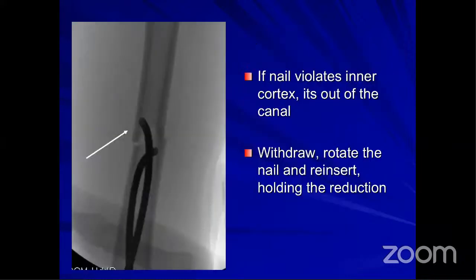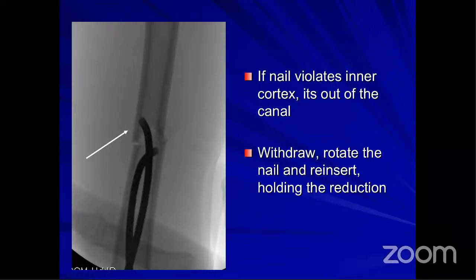So if the nail violates the inner cortex, it's out of the canal. So if you see something like this where it's touching it, you don't even need to look at the lateral view to confirm whether it's in or out. It is out. So you can just withdraw the nail, rotate the nail, and then reinsert it, holding the reduction.